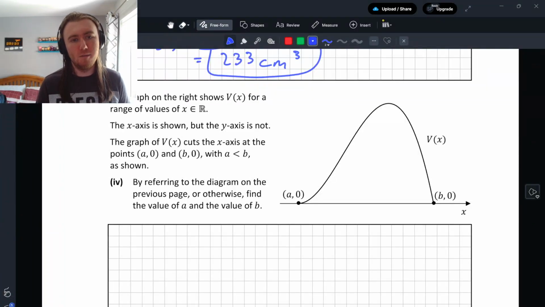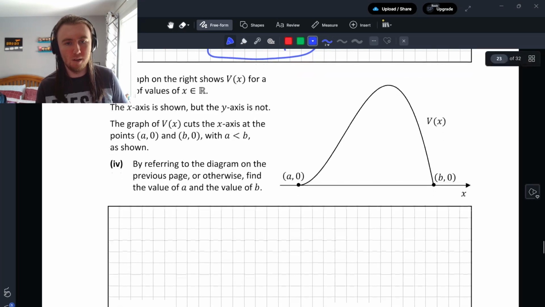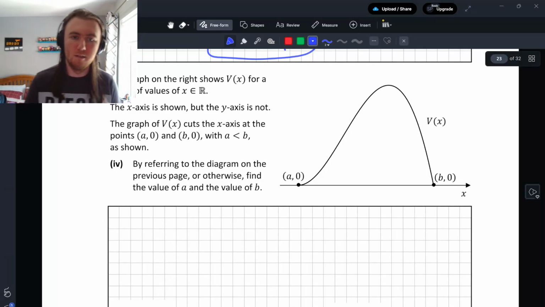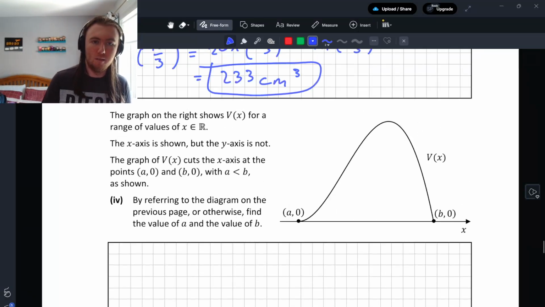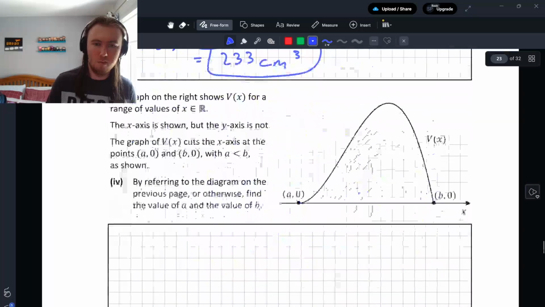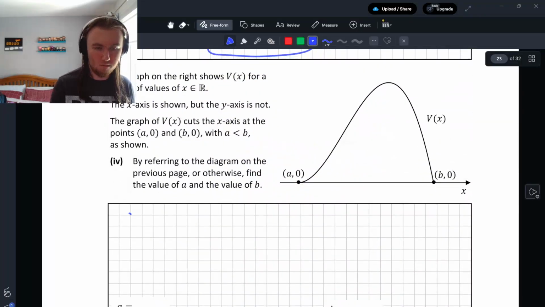Okay, the graph shows V of x for a range of values of x. The x-axis is shown by the y-axis. Now the graph V of x cuts the x-axis at a and b. By referring to the diagram on the previous page, or otherwise, find the value of a and the value of b. So just setting V of x equal to 0? Is that what this wants?